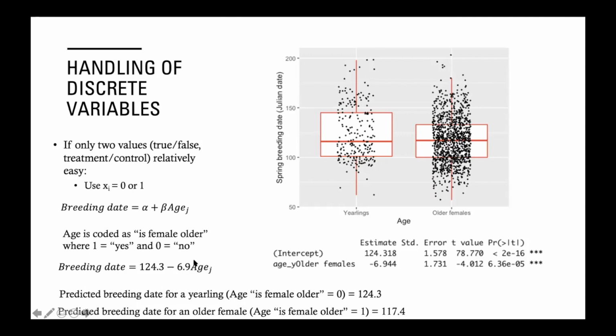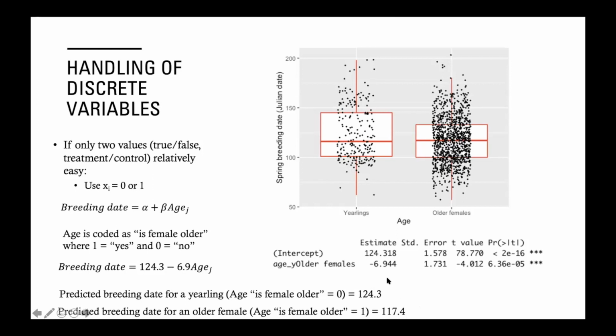If we want to calculate the predicted breeding date of an older female, the answer to our question, is the female in the older female category? The answer to that in this case is yes. So we insert a 1 here, and we calculate the predicted value for older females then as 124.3 minus 6.9, which is equal to 117.4. So here, all we've done then is to use a general linear model as a bit of a weird way of calculating the mean breeding date for yearlings and the mean breeding date for older females.